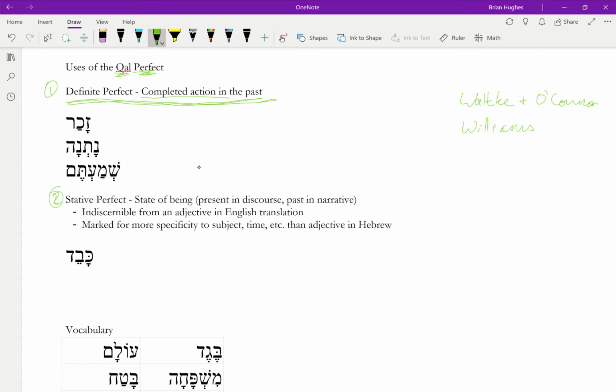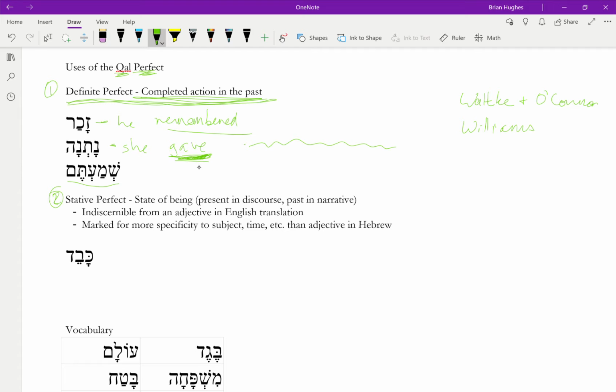That is completed action in the past. So zachar, he remembered. This action is completed. It's done, and it was in the past. Natana, she gave. It's a completed action and it's done in the past. It's not ongoing. It wasn't just begun or anything. It wasn't iterative. It didn't go on and on and continue to go back. No. It's completed and it happened in the past.